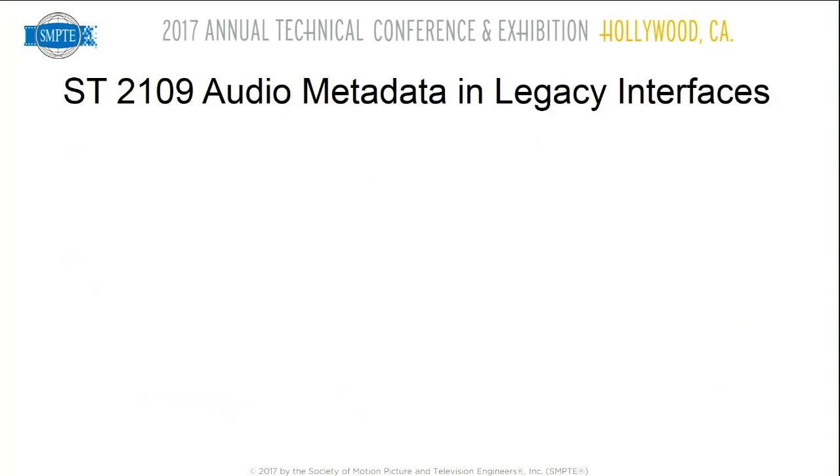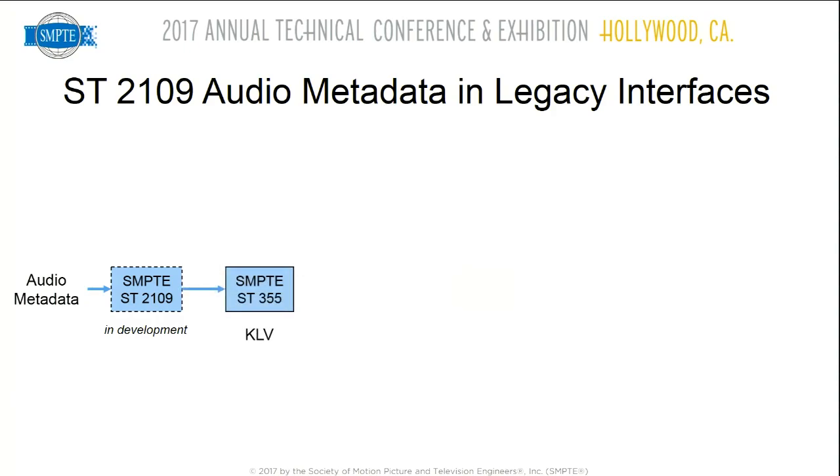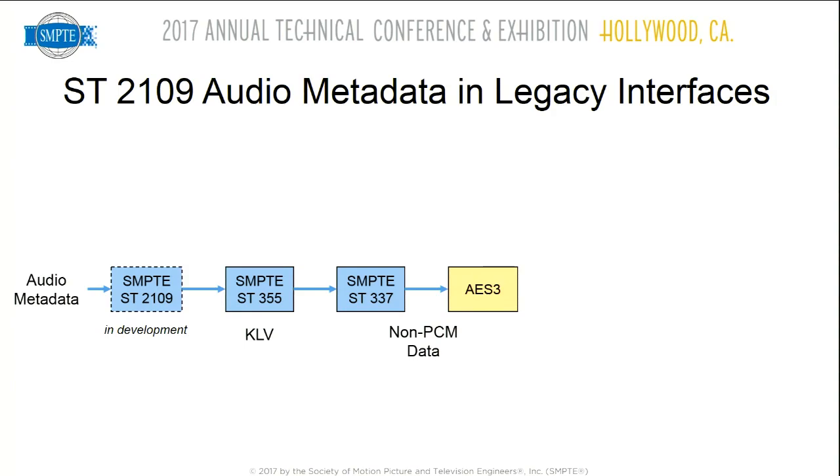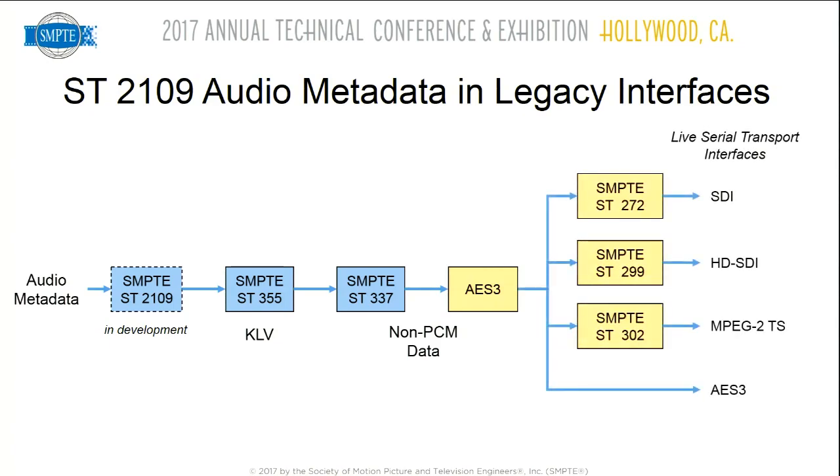So how does this look in practice? Here's the standard we're defining that utilizes the existing standard and allows us to get this metadata in a payload-based format into AES3. And because we're leveraging that transport mechanism, we can use a variety of existing standards to get those into interfaces. Of course, it maps directly into AES3, but also via these existing standards, we can map into SDI and MPEG-H transport.